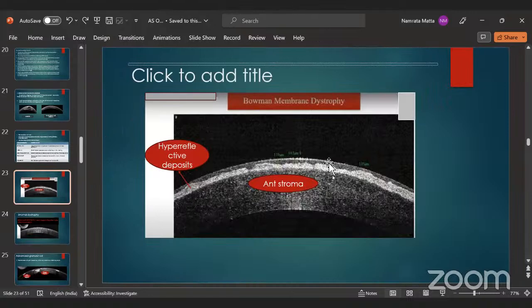Dystrophies. So this is how a basement membrane dystrophy looks. We can see hyperreflective deposits which are going into the epithelial layer. These are the basement membrane deposits. This is the anterior stroma.